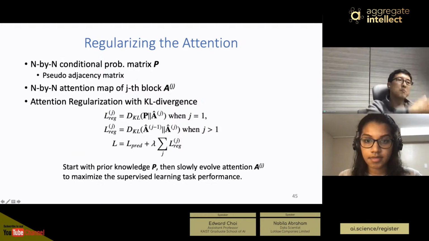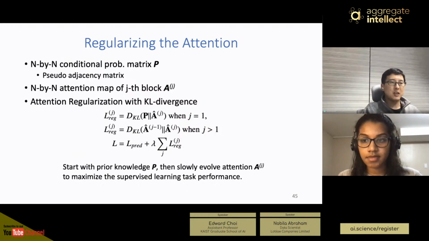So in the next attention map, you don't want your new attention map to diverge too much from the previous attention map. So you want to gradually evolve your attention map so that you're grounded to the prior knowledge, but you're also adjusting towards the supervised task that you want to do at the end, like a mortality prediction task or heart failure prediction task, some supervised learning task. So there's a prediction task loss here, and then the regularization loss function here. That is the regularization factor here.